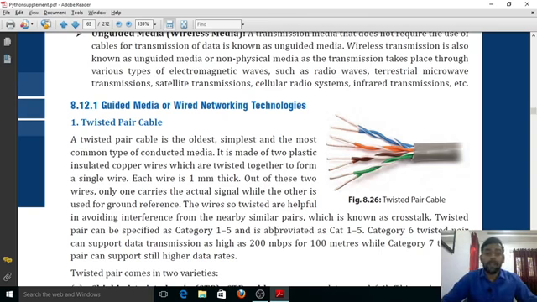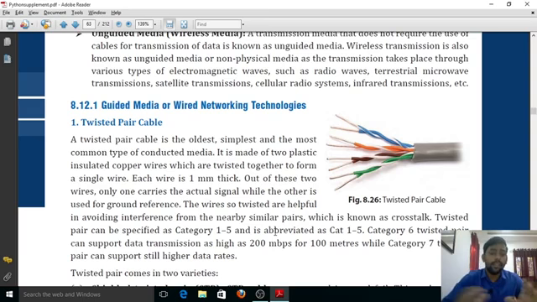The twisted structure is helpful for avoiding interference from nearby devices or nearby pairs. That is called crosstalk. You might have learned the concept of interference in physics, right?